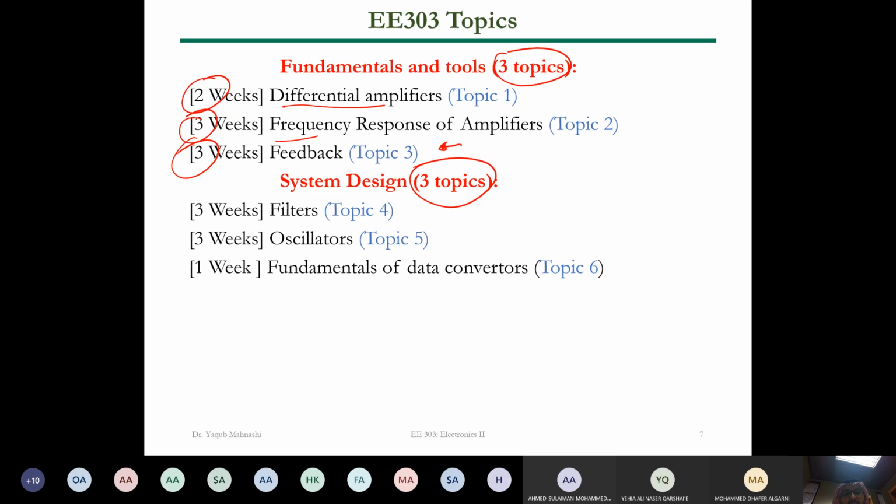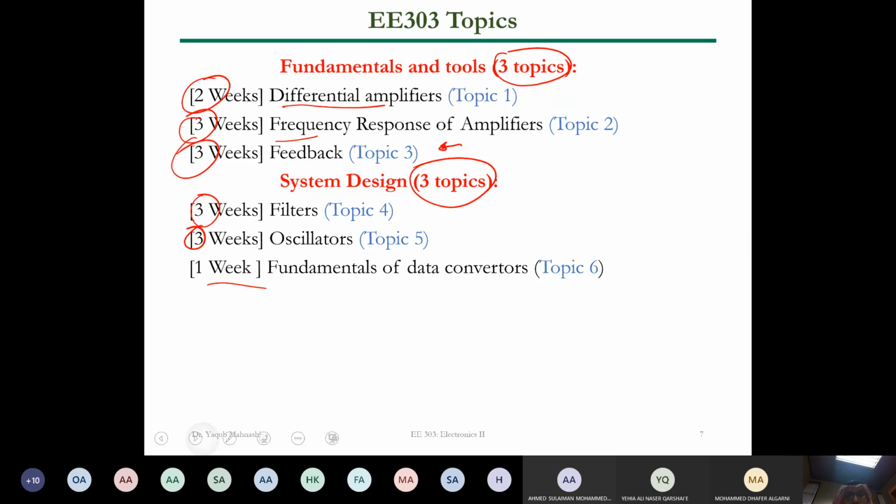Then we'll go over the applications. So we'll talk about filters, active filters, second order filters for 3 weeks. We'll talk about oscillators, like LC oscillator, active oscillator, RC oscillator, and so on for 3 weeks. And then we'll close our course with some introduction to the data converters for 1 week. It's like 2 or 3 lectures, inshallah.